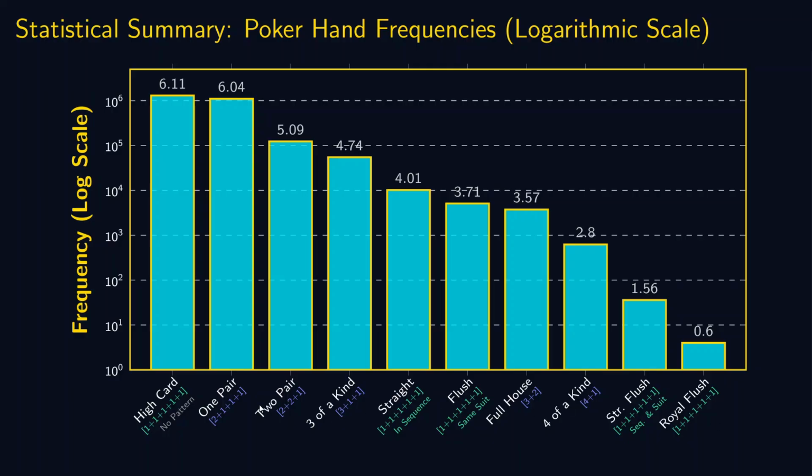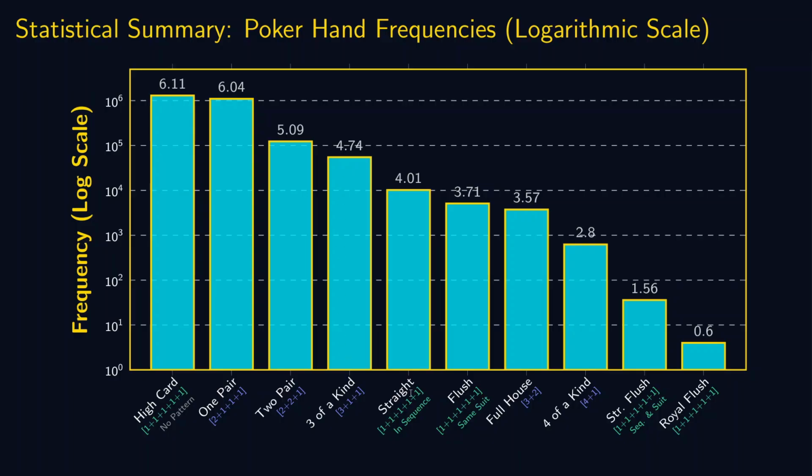High card sits at the far left with a logarithmic value of approximately 6.11, meaning the count is close to 10 to the power of 6.11, which corresponds to our 1,302,540 hands. One pair is next, sitting at approximately 6.04, just slightly below high card on the chart, though still over 1 million hands. Two pair drops noticeably, sitting at approximately 5.09, corresponding to 123,552 hands. Three of a kind is next at approximately 4.74, corresponding to 54,912 hands.